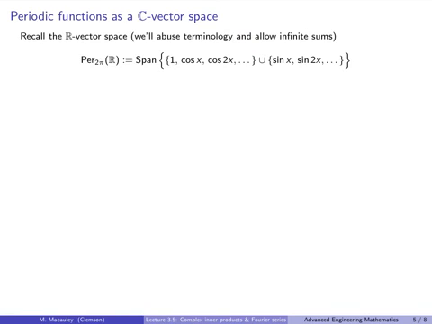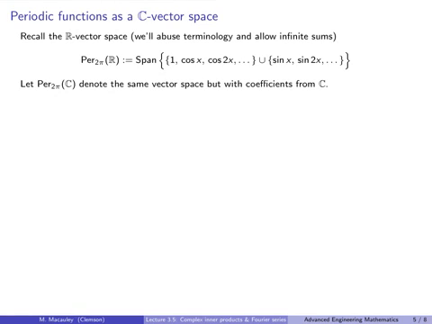At this point, I want to turn our attention to vector spaces of functions, in particular complex vector spaces of functions. So let's recall the R vector space, and here I'm slightly abusing terminology because I'm going to allow infinite sums, to be the span of the cosine terms and the sine terms. We can do the same thing, but instead of allowing coefficients from R, let's allow coefficients from C. It doesn't really change things much.